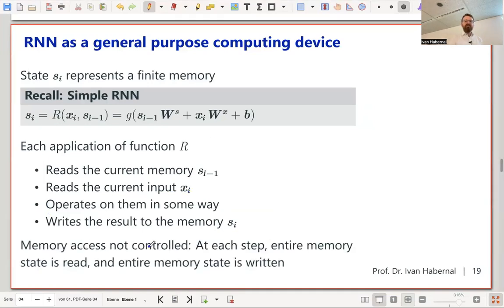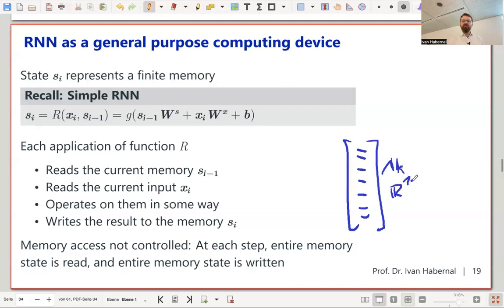So, memory access is not controlled. At each step, the entire memory state is read and the entire memory state is written. That's true, because the memory is really a vector. If you think about it like a computer memory, it has a size, could be something like 1,000 real numbers. So it could be a vector in 1,000 dimensions, and it stores something. You don't know what, and you don't control what should be updated or what should not, because this computation just takes the full memory, does some projection, maybe to a smaller space or the same space again.